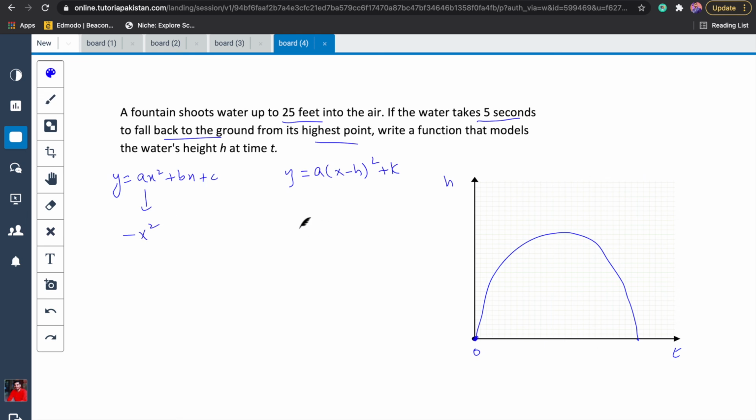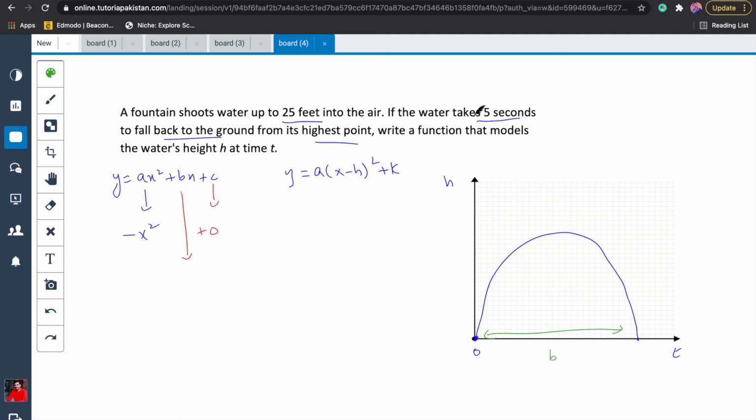The second thing to note over here is the c, the y-intercept. What's the y-intercept here? You see, if t equals 0, the height of the fountain equals 0. So our y-intercept is 0 in this scenario. So we have our ax square, we have our c, now we are only left with bx. So what exactly is b? B basically gives us this range. Please remember this. This is basically b.